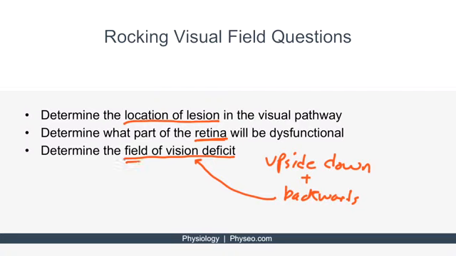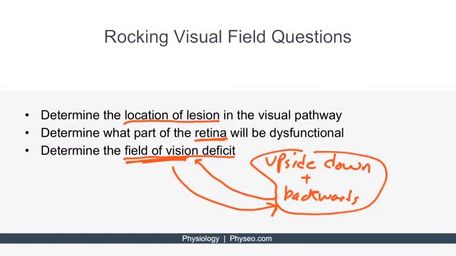So you may be given the field of vision first, then you think, okay, I need to work backwards, determine I need to flip that upside down and backwards, and that'll give me what part of the retina is damaged, and then from there you determine the location of the lesion. So you just need to be able to do all three of these steps in any order. So let's do an example.